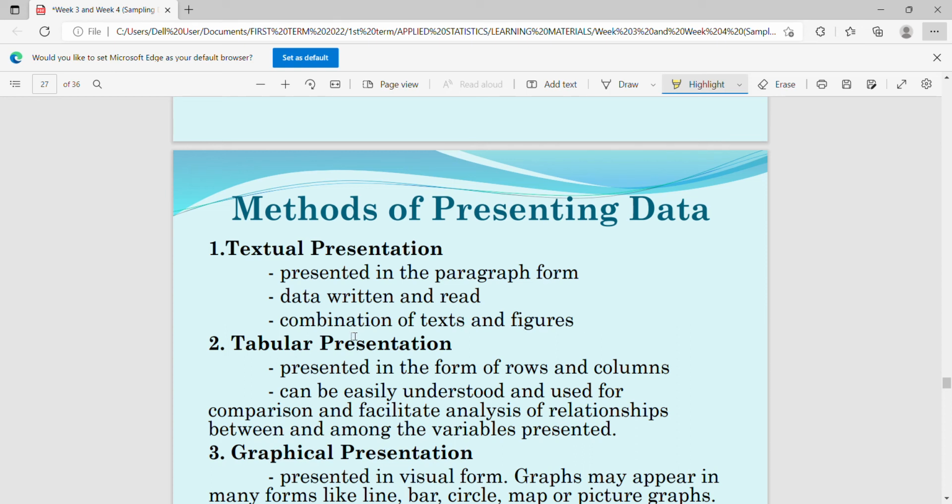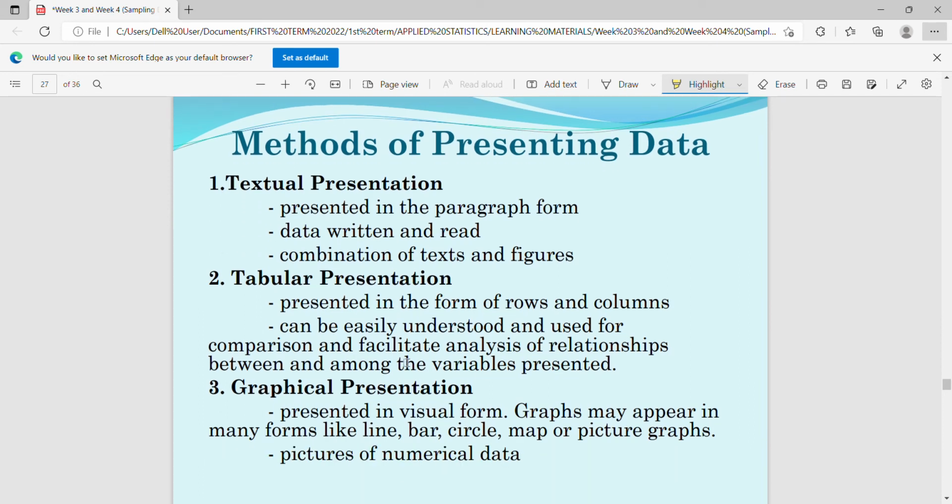Another is tabular presentation. We can present our data in the form of rows and columns, and it can be easily understood and used for comparison and to facilitate analysis of the relationship between and among the variables presented. So mostly, researchers use the tabular presentation. Gisulod nila sa table ilang mga na-gathered nga data.